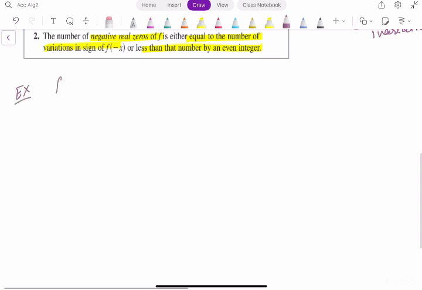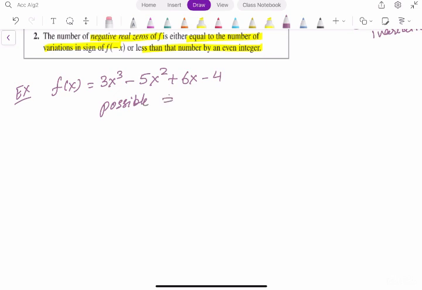Let's take one example and figure out the possible positive or negative real zeros. So we have f of x, and the question is asking for the possible number of positive and negative real zeros. Let's evaluate f of x first. I will rewrite the function again.